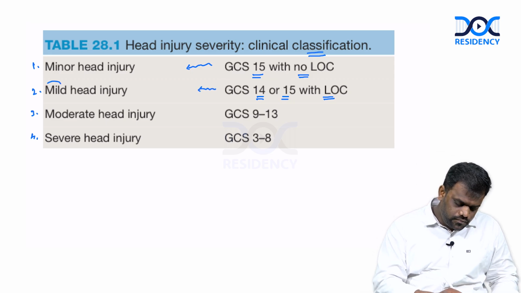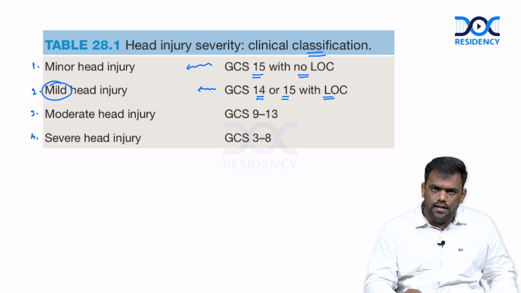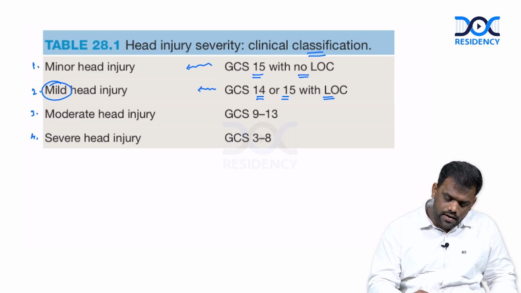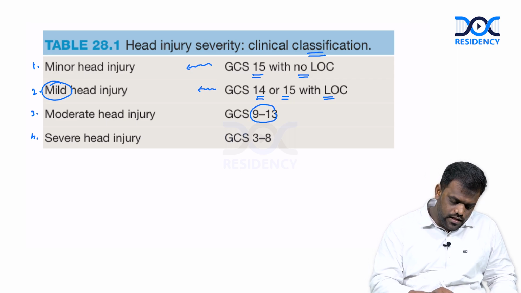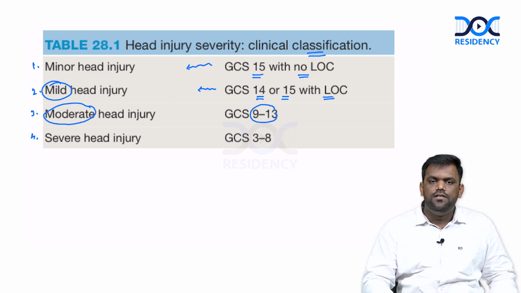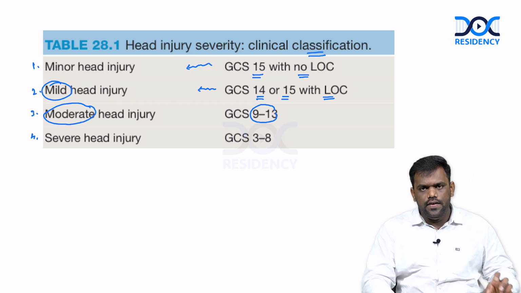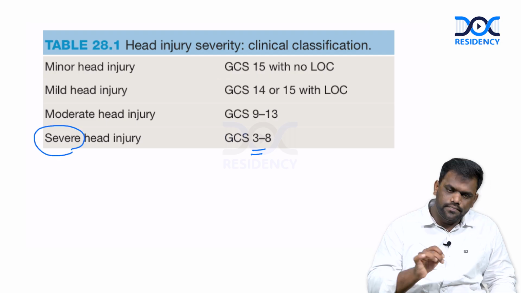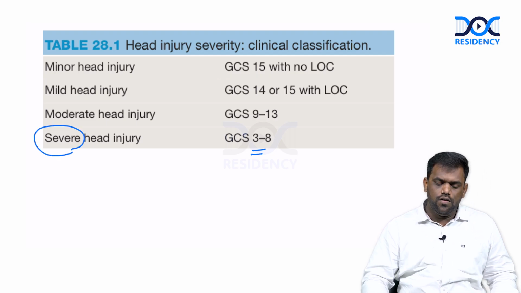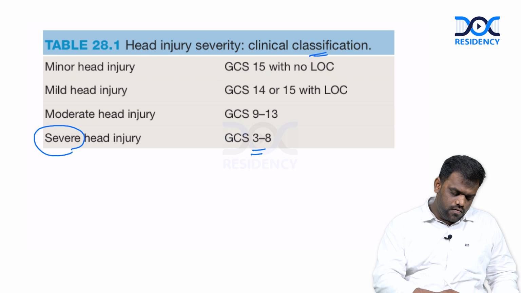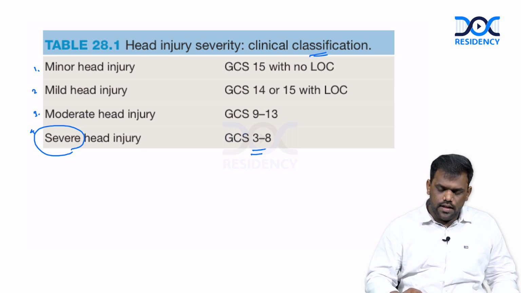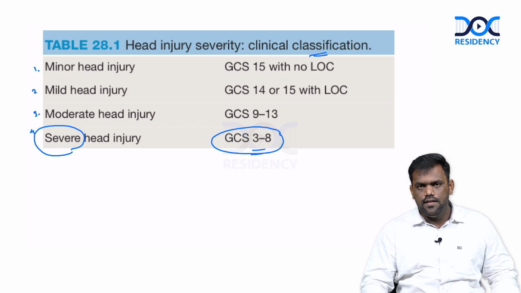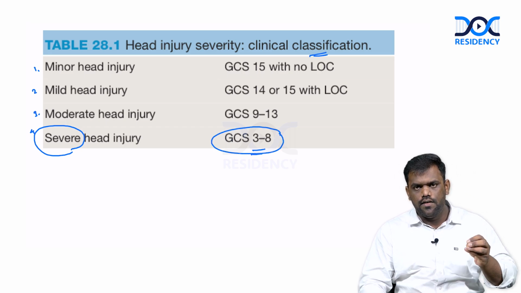Next is moderate head injury. When the GCS is between 9 to 13, it's called moderate head injury. When we call the head injury severe, the GCS is 3 to 8. The head injury is classified into 4 grades: minor, mild, moderate and severe. In severe head injury, the GCS is between 3 to 8. When the GCS is 8 or less, that is also an indication for intubation.